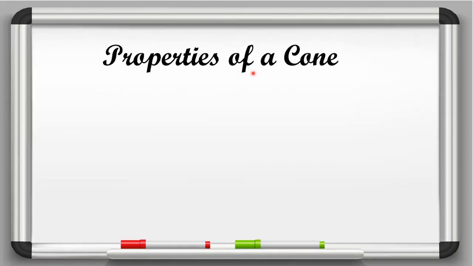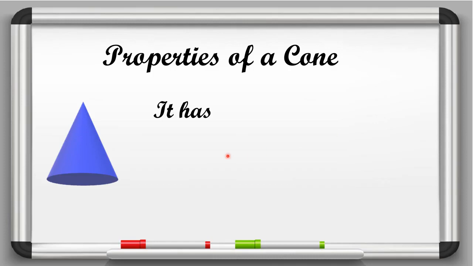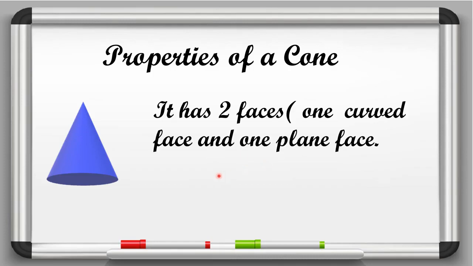Now properties of a cone. So it has two faces, one curved face and one plain face. Number two, it has only one edge and it has only one vertex. Understood?